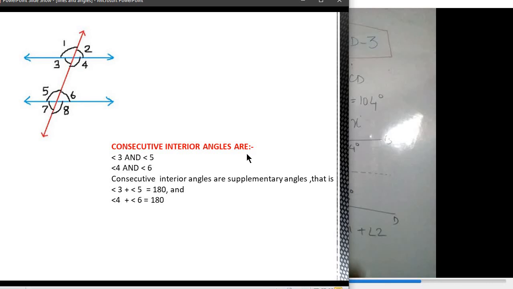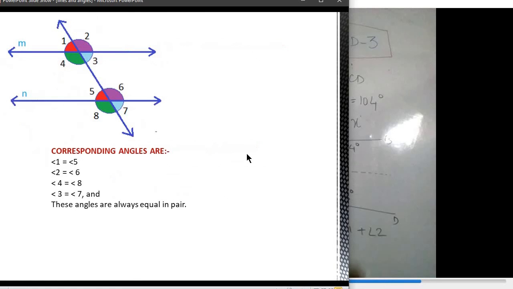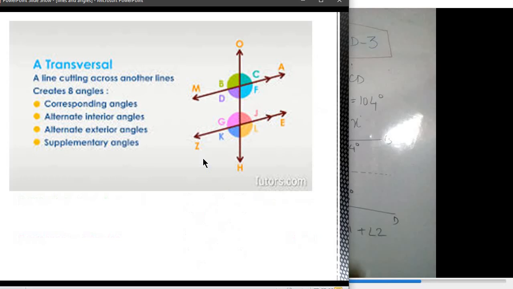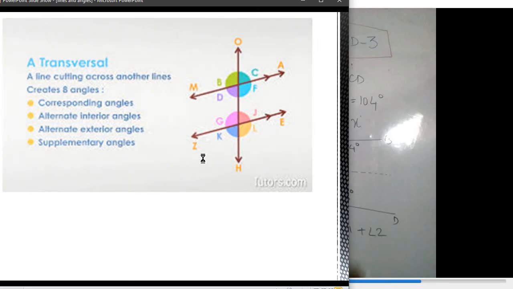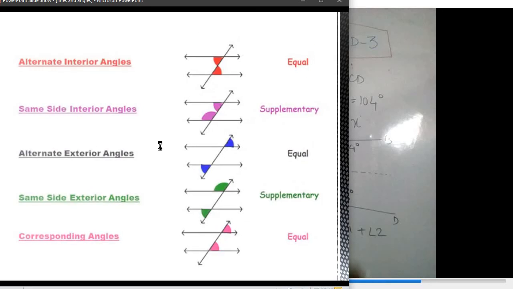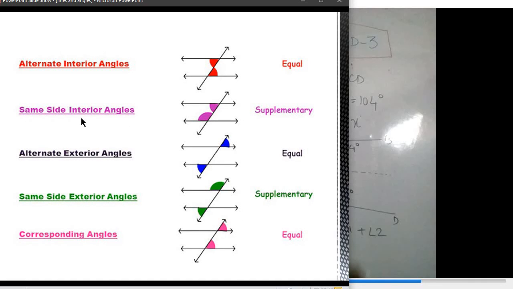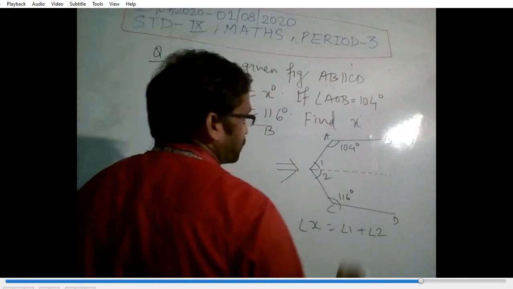I have already explained this when I was explaining the figures on the slides. If you remember, this was the slide where I was explaining same side interior angles. These two are always supplementary. So here we are going to use that property only.